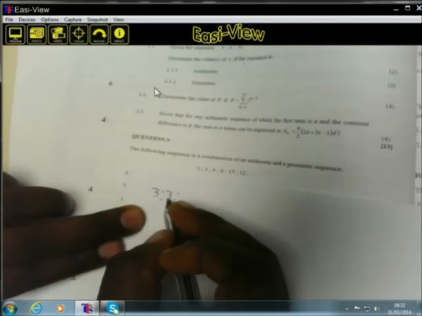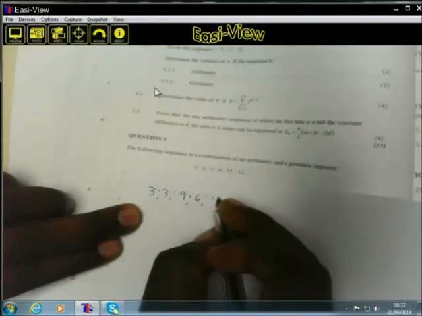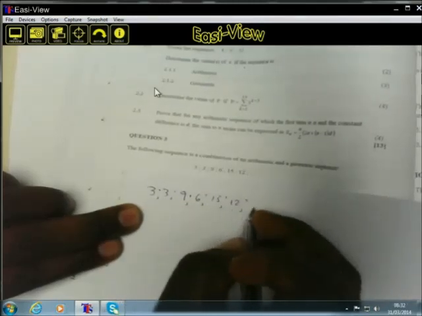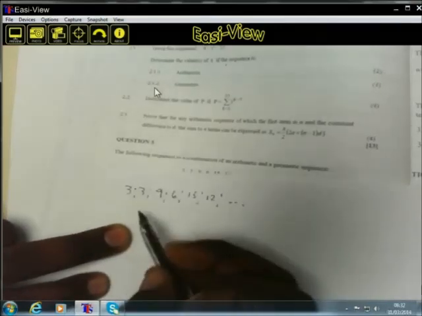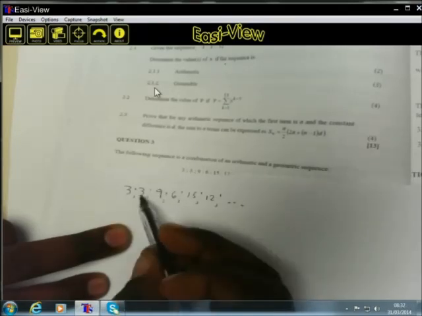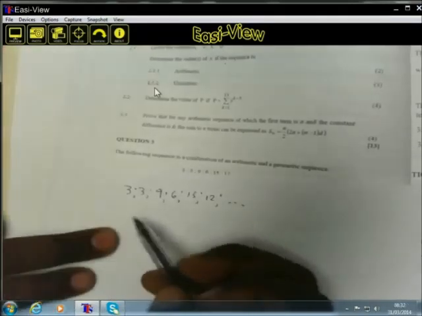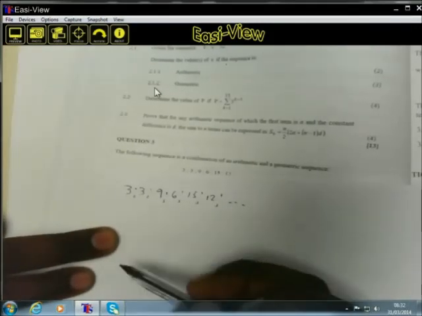So we have 3, 3, 9, 6, 15, 12, and so on. So they said it is the combination. Now let's look at this combination here. They said it's arithmetic and geometric. So if we take it lightly, we can say 3 minus 3 is 0, 9 minus 3 is 6. It does not give us a common difference. Again, if we say 3 divided by 3, it gives us 1, and 9 divided by 3 gives us 3. It also does not give us a common ratio.